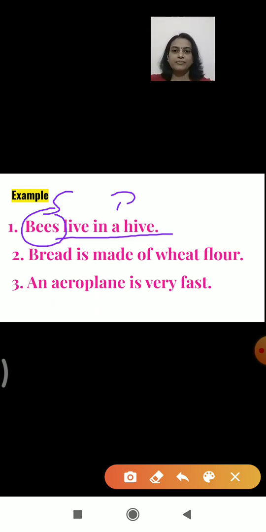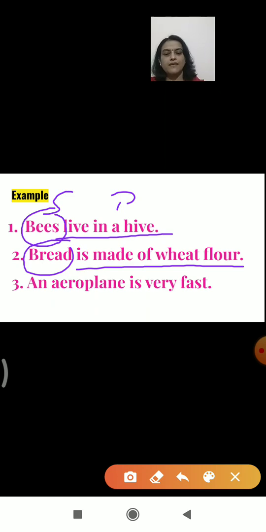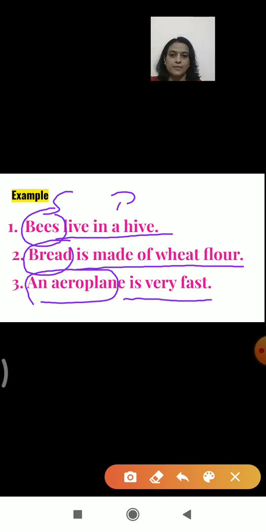Let's see the second one. Bread is made of wheat flour. So here what is the subject? About what are we talking? Yes, bread. So we are going to circle bread, and the remaining part, we are including the verb here, is made of wheat flour. So that becomes our predicate. Now the third sentence. An aeroplane is very fast. Here, about what are we talking? We are talking about an aeroplane, right? And what are we saying about the aeroplane? That it is very fast. So here, is very fast is the predicate.